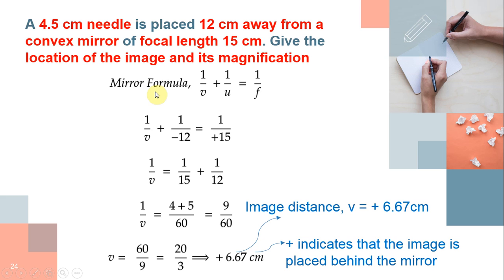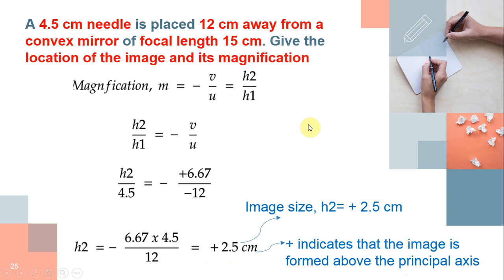Now we find the value of V, that means the image distance, using the mirror formula. The mirror formula is 1 by V plus 1 by U is equal to 1 by F. Now substituting the values of U and F, and we take the LCM, we get the value 60. Here 4 plus 5 is equal to 9 by 60. Taking the reciprocal, 60 by 9, after cancelling using 3, that is 20 by 3, which is equal to 6.67 centimeter. Here the image distance is plus 6.67 centimeter. Here plus indicates the image is placed behind the mirror, that means the right side of the mirror.